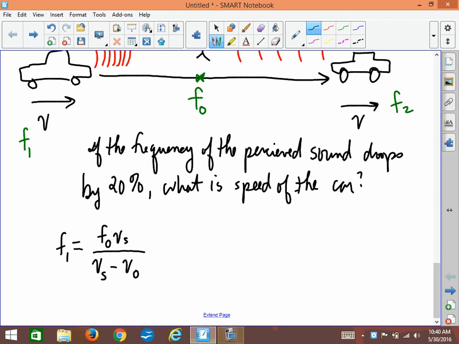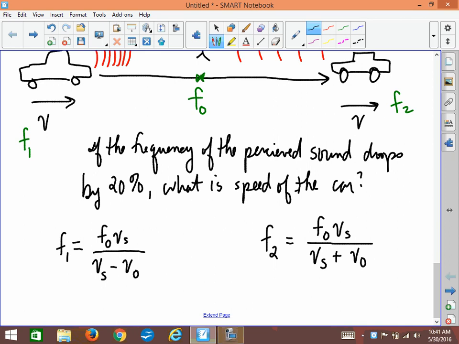On the right side of the picture we have another equation, and that would be the perceived frequency, F2, would be the original frequency of the car times the speed of sound divided by the speed of sound. This time I'll use plus v_o because the car is receding, we're moving away.